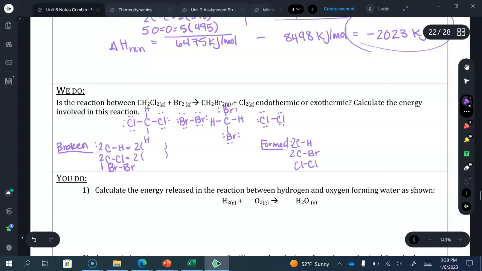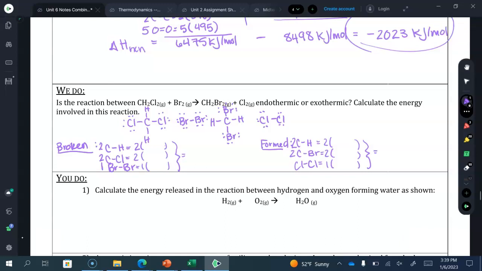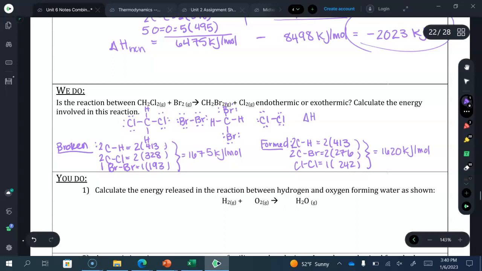You are going to look up the energies on that table, put them in here, multiply them together, and add them up to get the energy associated with breaking bonds, and repeat that process for the energy associated with forming bonds. Then resume the video after you have done all of that to check if you found the correct energy for bonds broken and formed. Please pause the video and do that now. Okay, and so for bonds broken, you should have gotten 1,675 kilojoules per mole, and bonds formed is 1,620 kilojoules per mole.